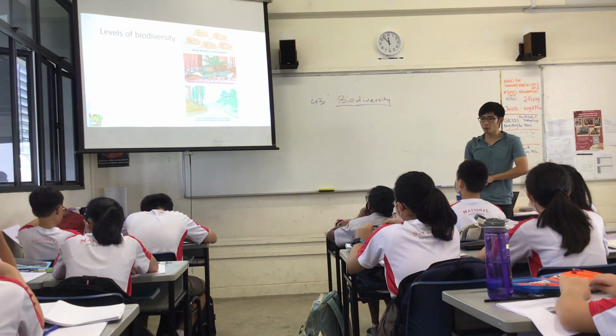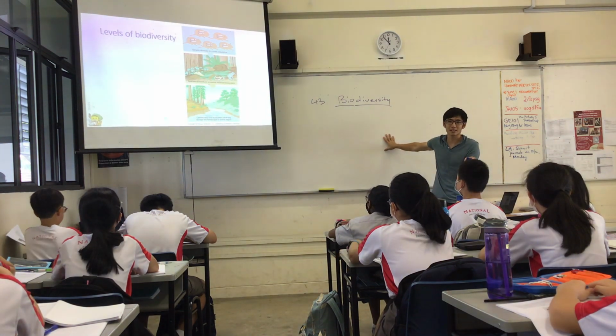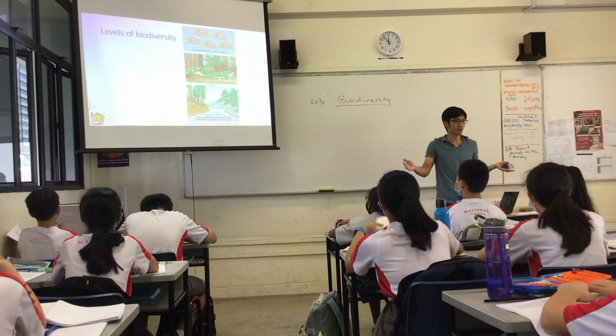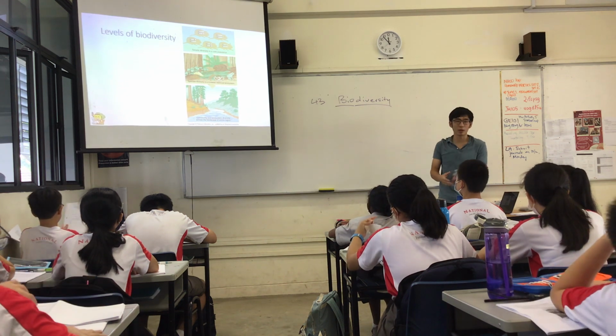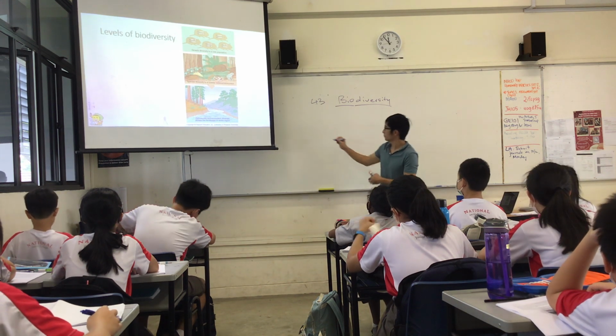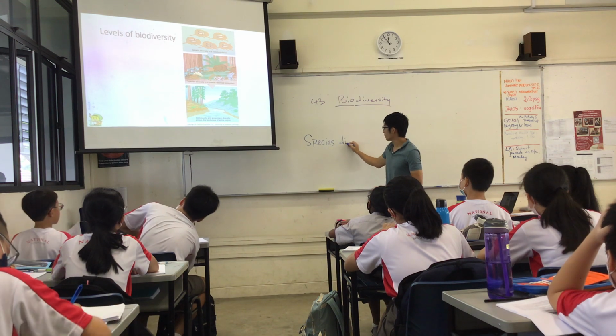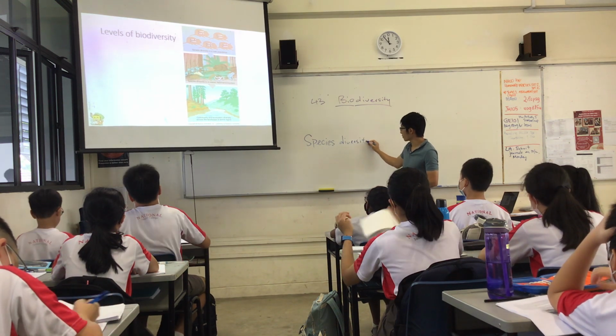What we are very familiar with, if I say that this place has high biodiversity, the first thing that comes to your mind is there are many animals, many plants. Right? That is what we are most familiar with. And what we are most familiar with is actually somewhere in the middle. Species diversity. This is what we are very familiar with.